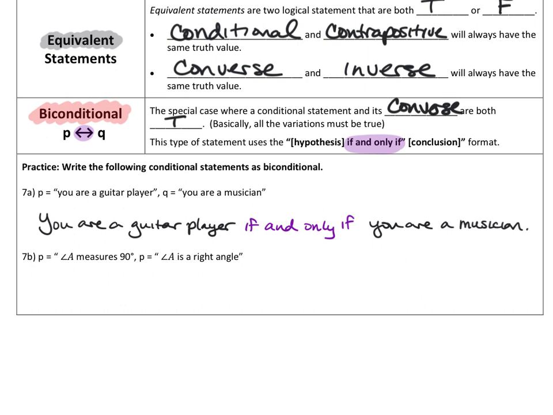Why not? It is false. Tell me why. Yeah, you don't have to be a guitar player to be a musician. We already said this earlier. What other instruments could you play? The drums, the piano, the cymbals, the triangle, the tambourine. So that's a false biconditional statement.